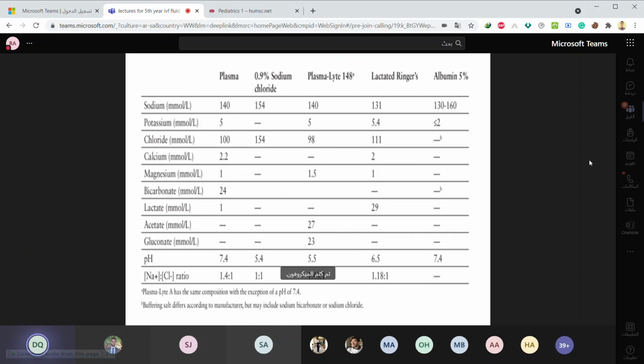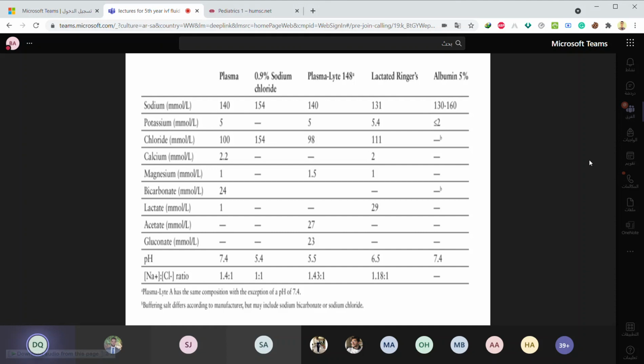If we compare the preparations that we have: the 0.9% sodium chloride, which we call the normal saline, we have Plasma-Lyte, Lactated Ringer's, and the albumin. We compare it to the plasma. We have different amounts of electrolytes and lactic acid in each type of IV fluid.